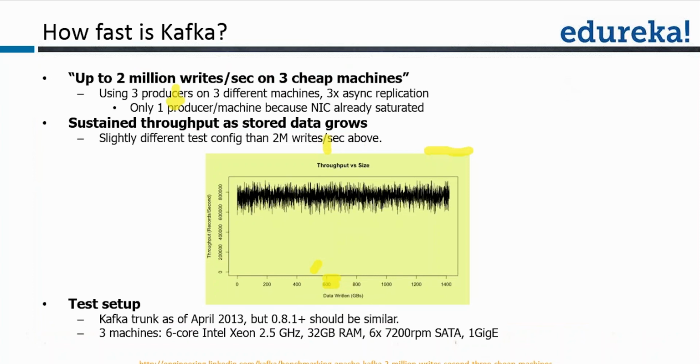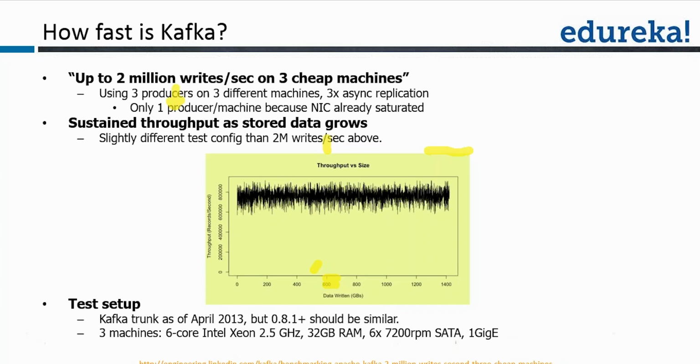Up to 2 million writes per second on 3 cheap machines. Those who work in Hadoop might be aware that most of the Hadoop projects or Hadoop ecosystem run on commodity hardware. Using the same commodity hardware, with 3 brokers you can basically get 2 million writes per second, or 2 million messages from producers per second.